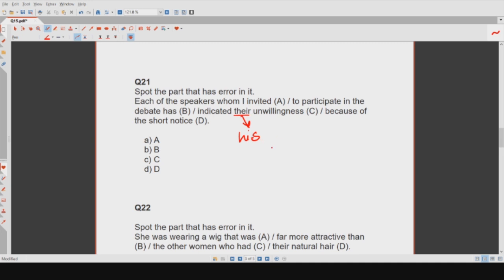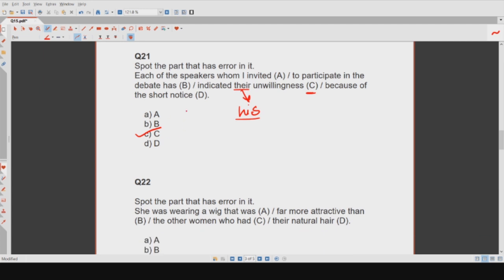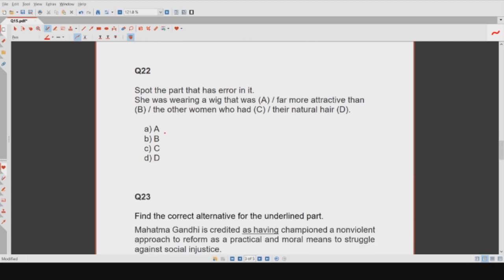But when the gender is not determined, we use the pronoun of the masculine gender, as there is no singular pronoun of the third person to represent both male and female. So we are using his here. So this C is wrong. So our C will be the correct answer. Question 22. Spot the part that has error in it. Again the same type.